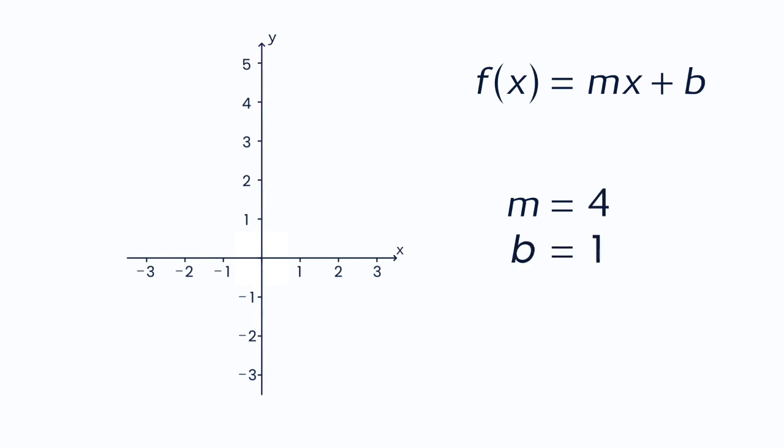Now let's look at a linear function where m equals 4, with b still equal to 1. The graph will look like this. M equals 4 tells you that the function increases by 4 when x increases by 1. When m is positive, the higher the value of m, the steeper the slope of the curve.